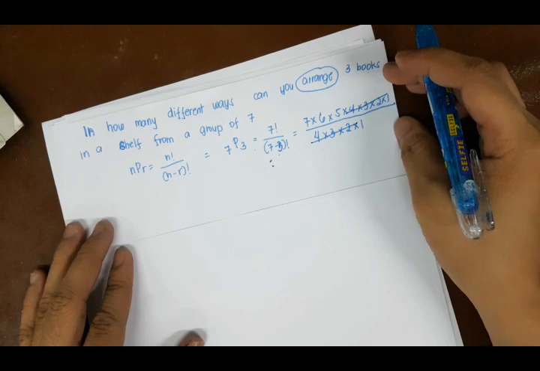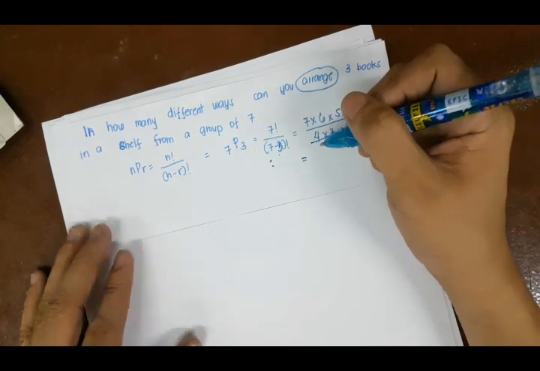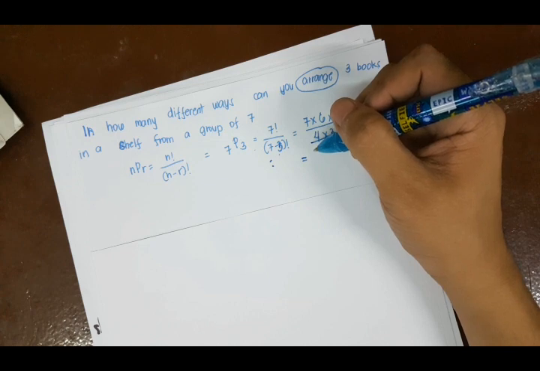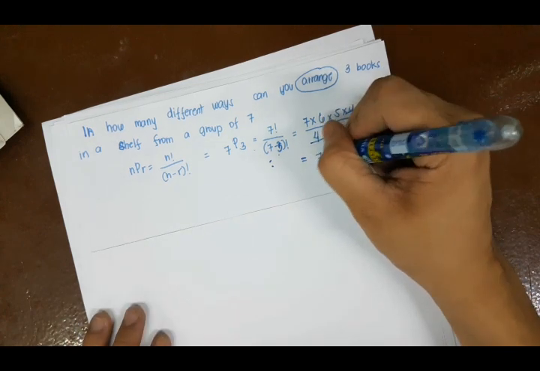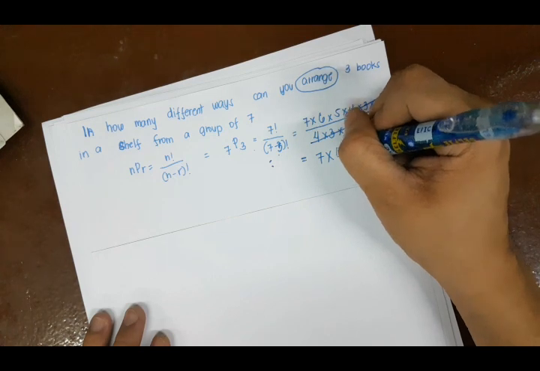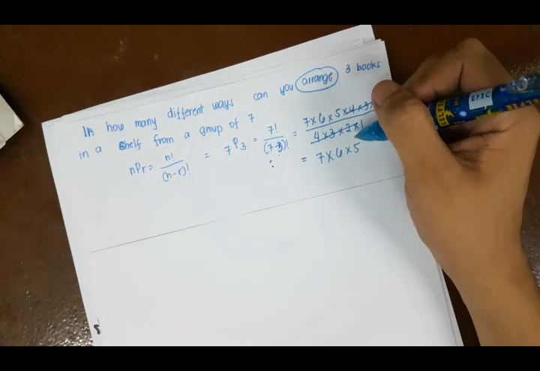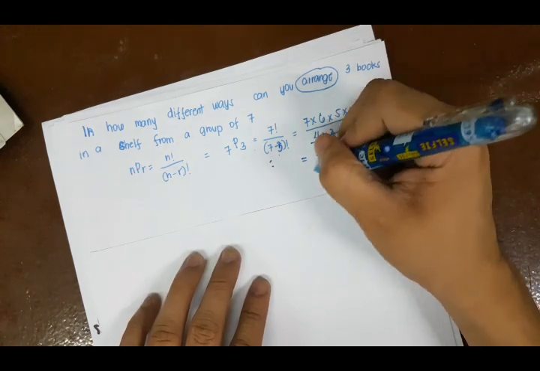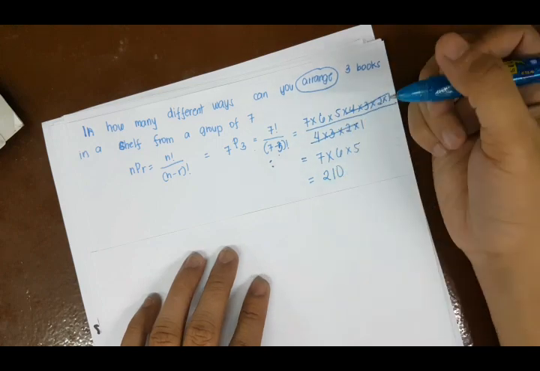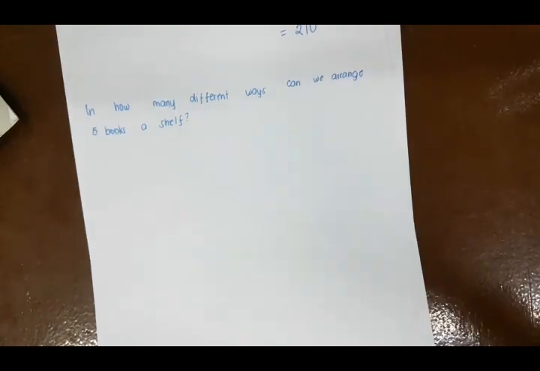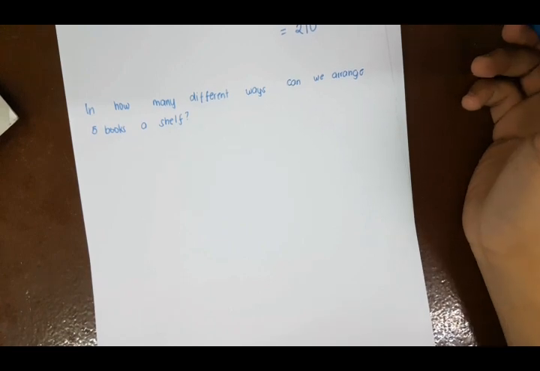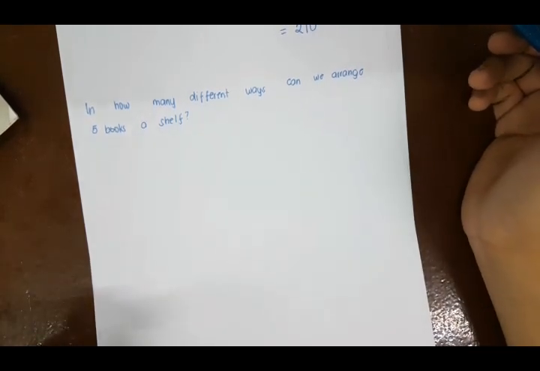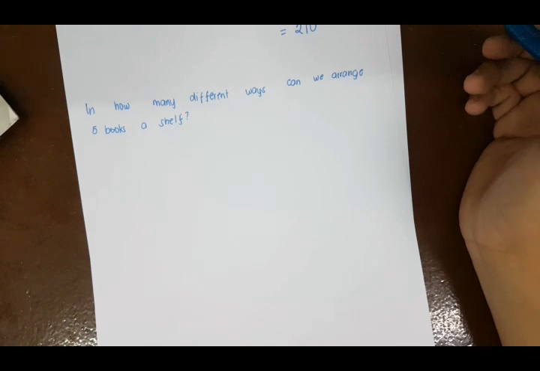So we have 7 times 6 times 5. Let's use a calculator for this. So that's 210. Next question: in how many different ways can we arrange 5 books on a shelf?